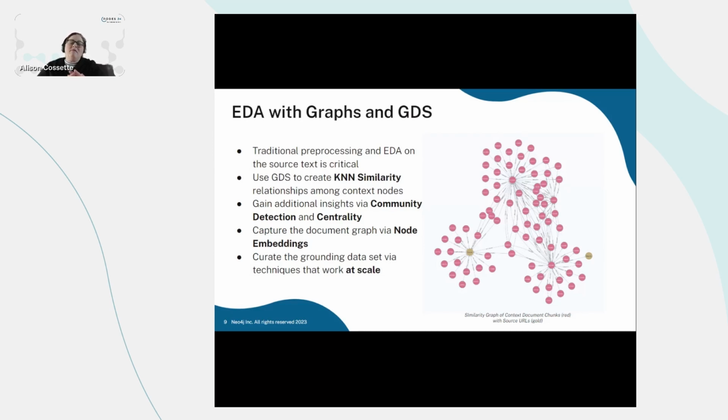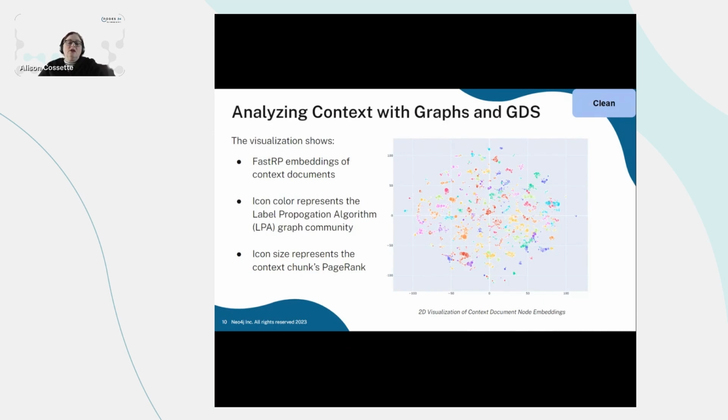We are looking at masses and masses of documents, and we need to be able to find ways to make really quality underpinnings of these applications with massive amounts of data. So how do we go about doing that? So again, as always, the EDA. What we're looking at right now is FastRP, which is one of the community detection algorithms.